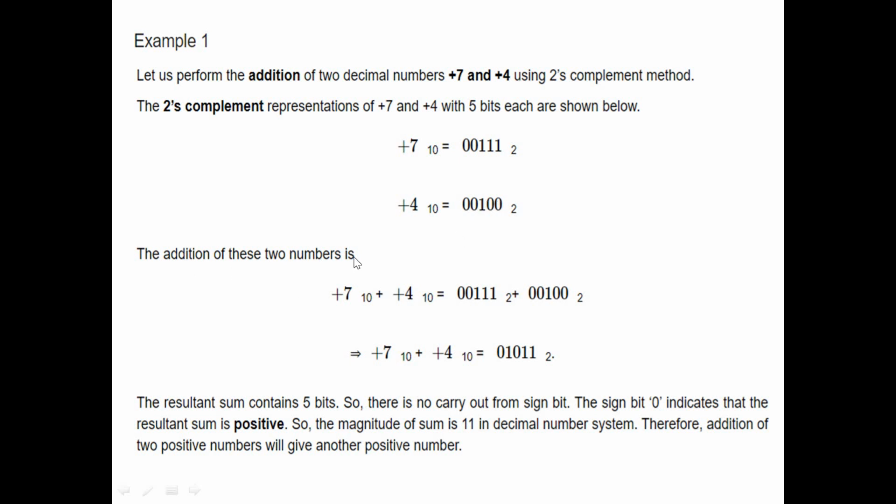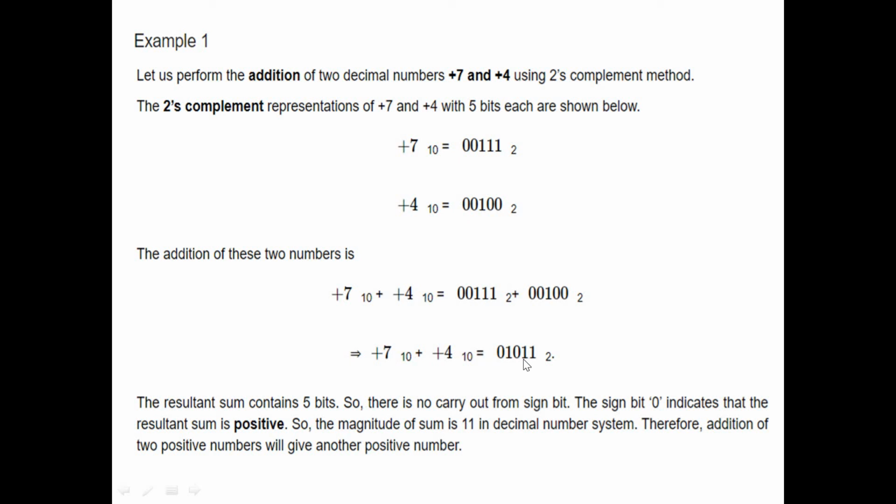So the addition of these two numbers, plus 7 plus 4. The binary equivalent representation is like this. Both are positive numbers, so after addition the result is 0 1 0 1 1, plus 7 plus 4.